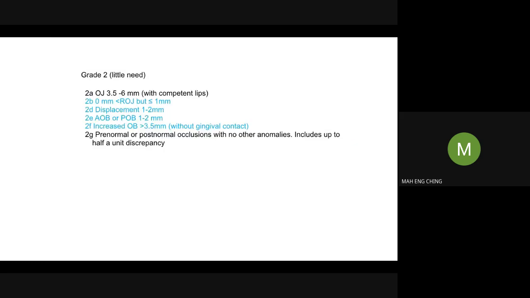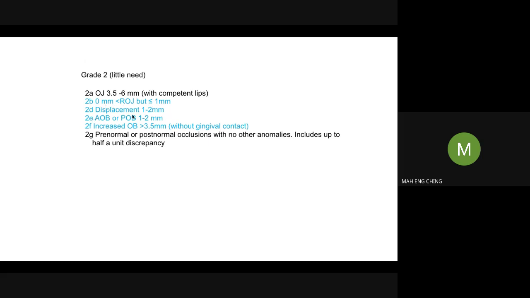So we come to grade 2. This category usually does not qualify for orthodontic treatment in government practice. So we have 2A, which is overjet 3 to 6, with competent lips. So if the lips are competent, 3 to 6, then consider 2A. And 2B is a reverse overjet, less than 1 millimeter.